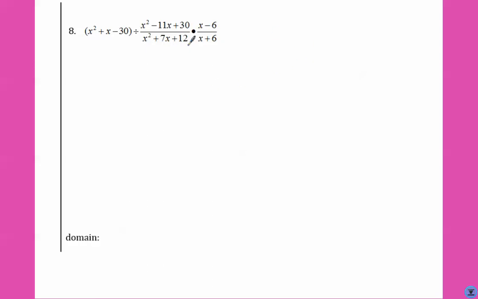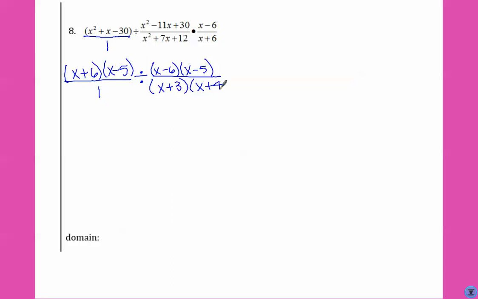All right, one big challenge problem. So we got a lot of factoring to do with this one. Our first fraction doesn't look like a fraction, but we know that anything can be put over 1. This is going to factor to x plus 6 and x minus 5. Keep that over 1. Then we're going to divide by x minus 6 and x minus 5 over x plus 3 and x plus 4 times x minus 6 and x plus 6. So far in our domain restrictions, x cannot equal negative, forgot the such that. X cannot equal negative 3, negative 4, or negative 6.